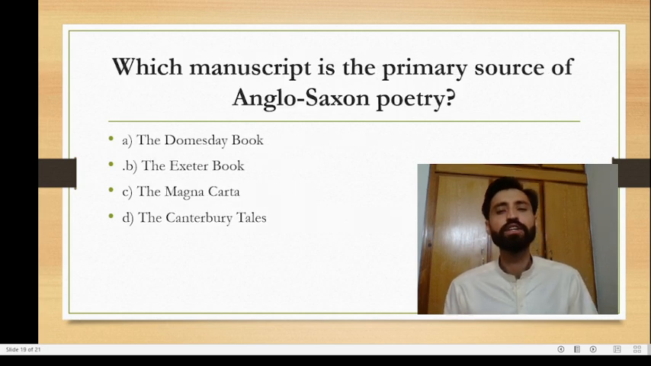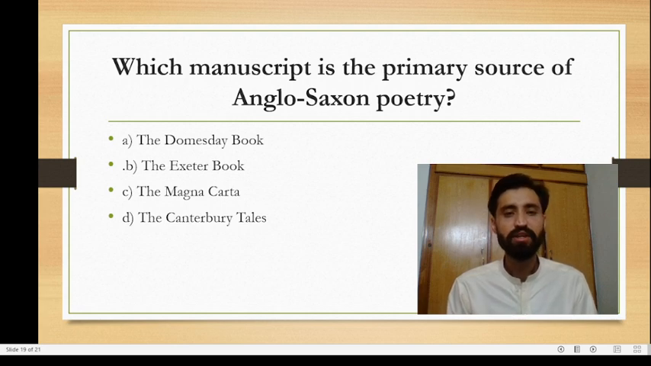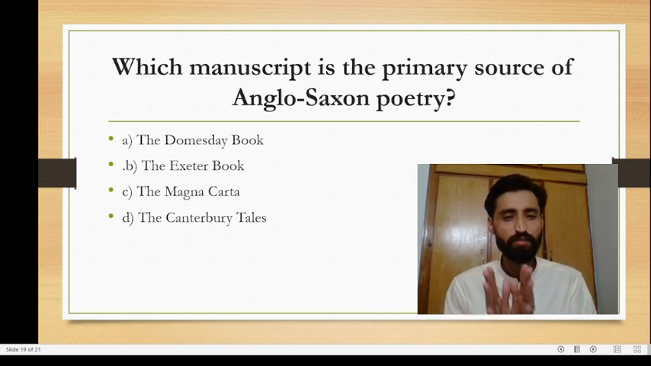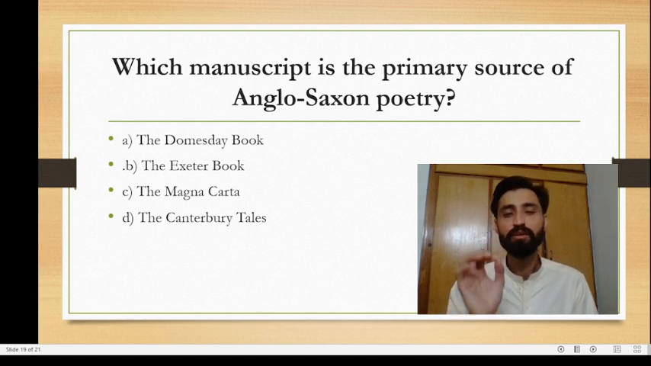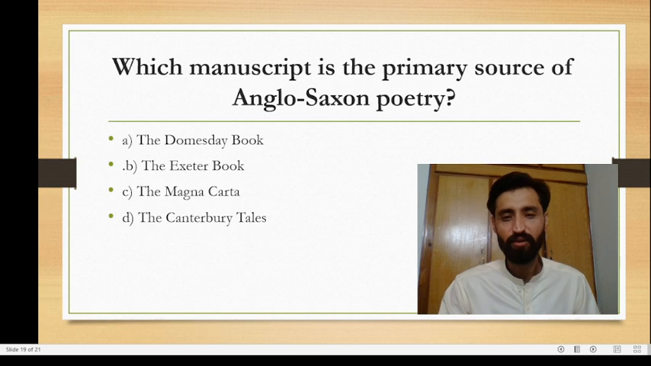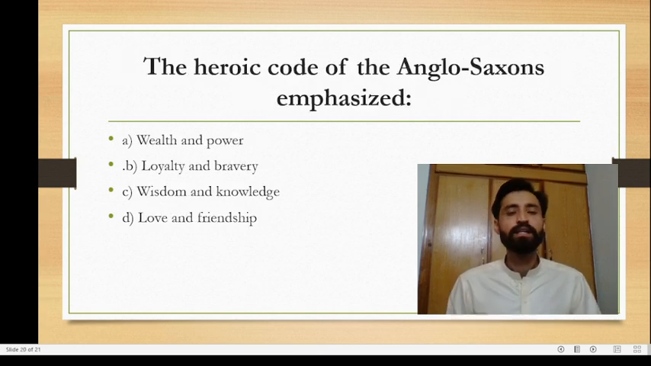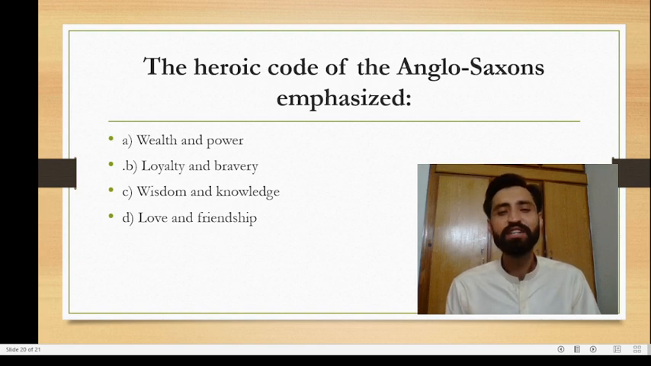Which manuscript is the primary source of Anglo-Saxon poetry? The manuscript that is the primary source of Anglo-Saxon poetry is the Exeter Book. Option B is the correct option. So this Exeter Book is the manuscript that is the primary source of Anglo-Saxon poetry. The heroic code of the Anglo-Saxons emphasized what? The heroic code emphasized loyalty and bravery.